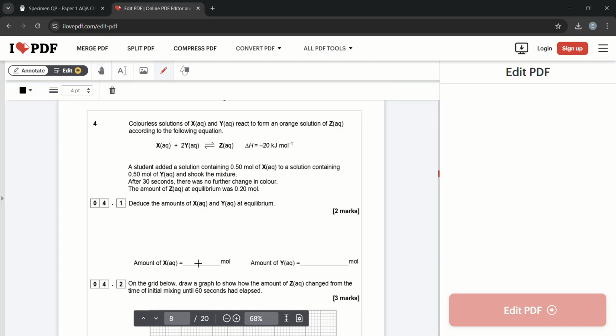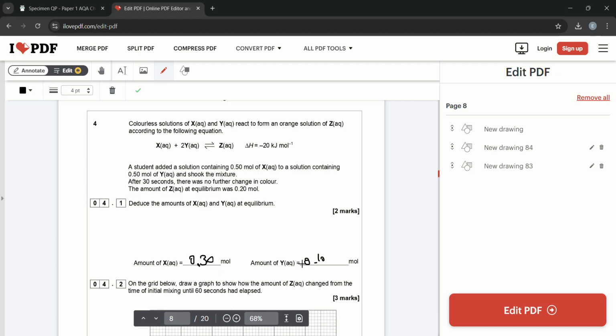Got to get rid of it so I can put it in the box. 0.30, 0.10. And that is the equilibrium moles. I'd really recommend to learn that method because it's a really reliable method.